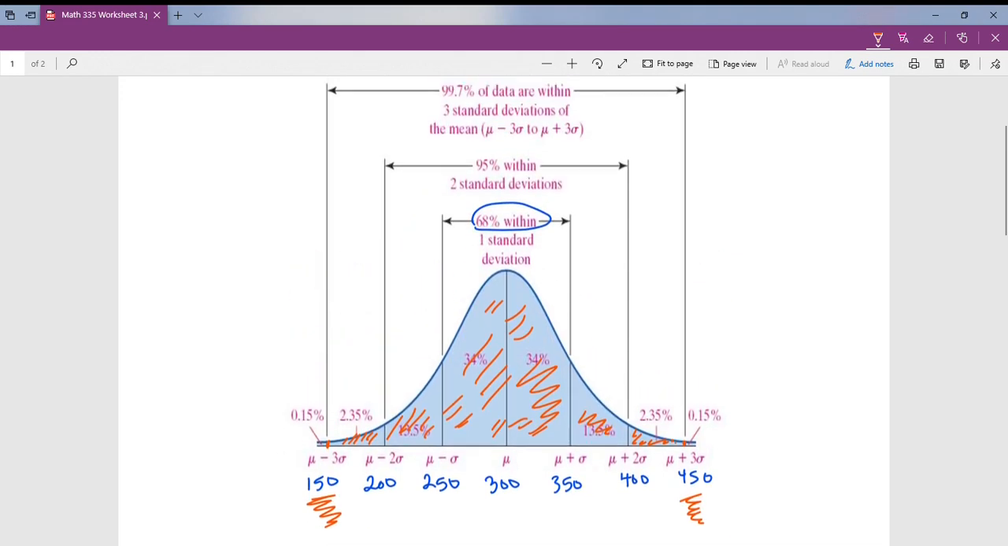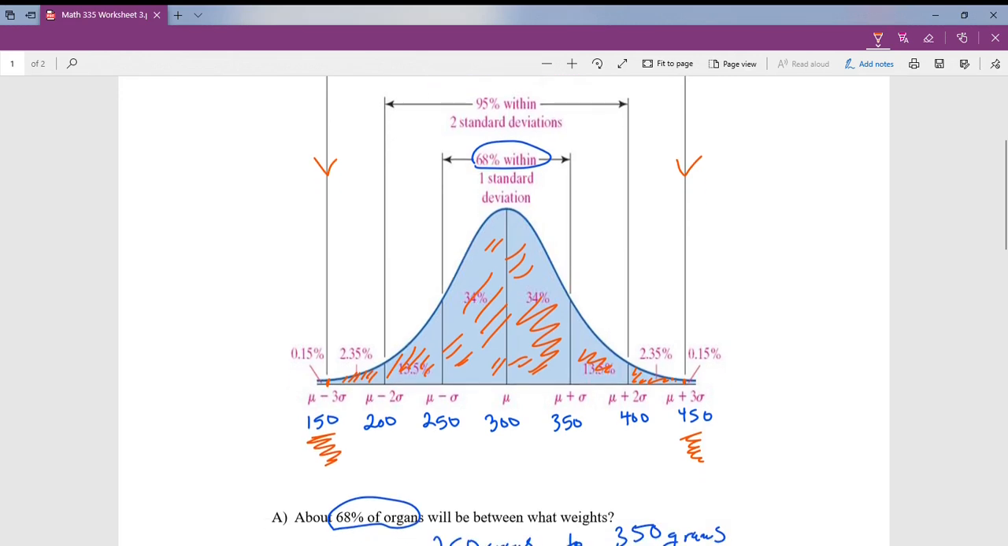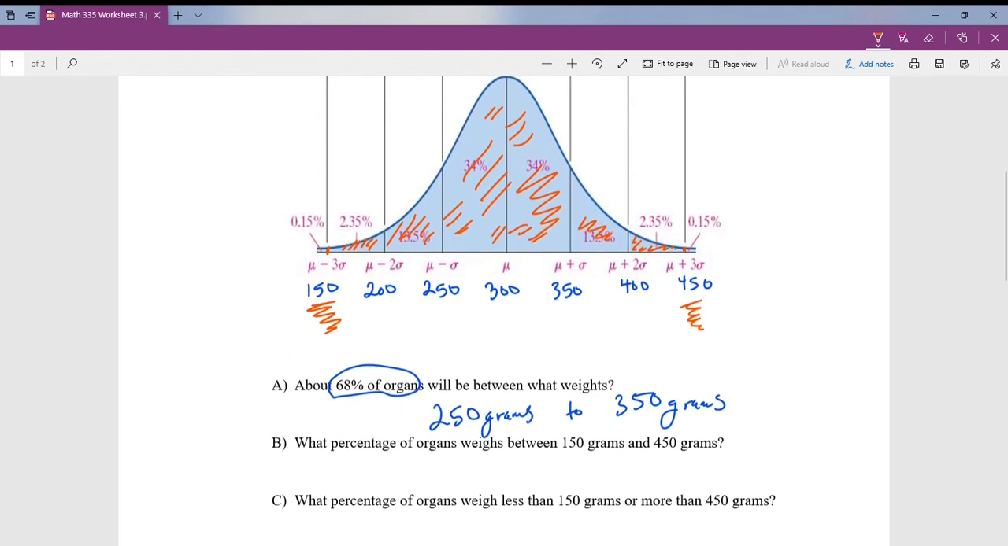At the top of the chart, they're adding from this section all the way to this section, which is what we want, and that's 99.7%. So we know the answer is 99.7%. 99.7% of organs are going to be between 150 to 450 grams.